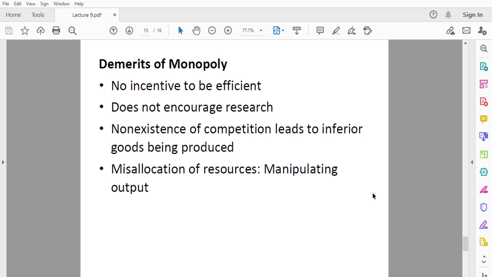One thing we learned about the perfect competitive market is that there is efficient allocation of resources. What is needed is produced. But for the monopolist, because he is the sole producer, there is no competition. He can use the resources anyhow. He can manipulate output. He can decide to produce less. Normally, when you produce less and there is shortage, it forces the price to increase, though you have not improved the quality of the product. So resources will be misallocated, output will be manipulated, and the welfare of consumers will be at stake.